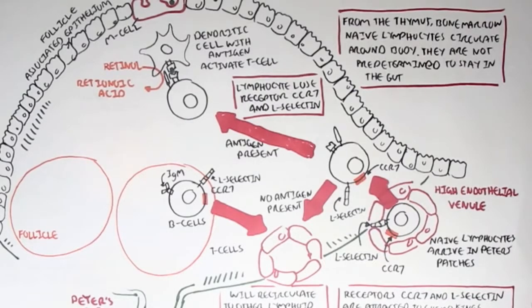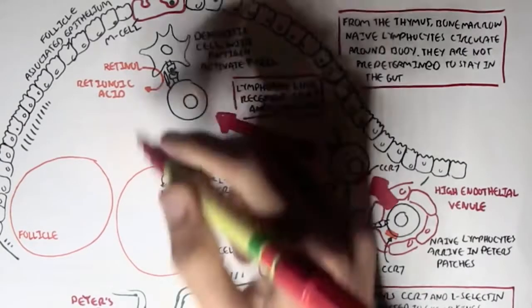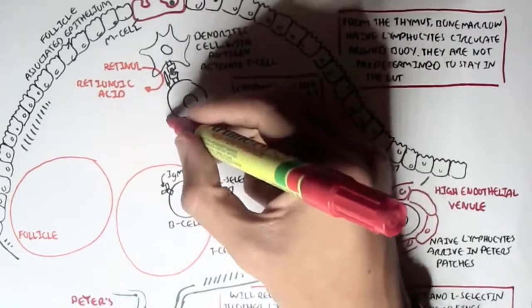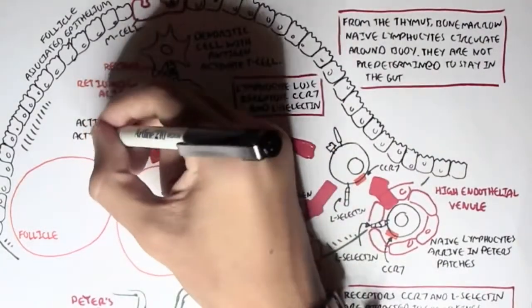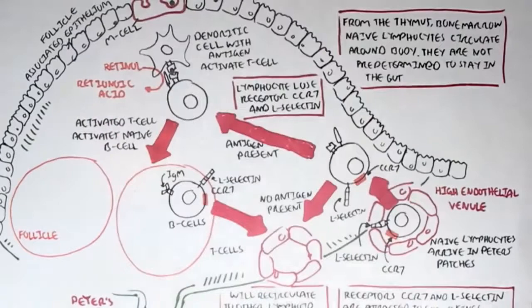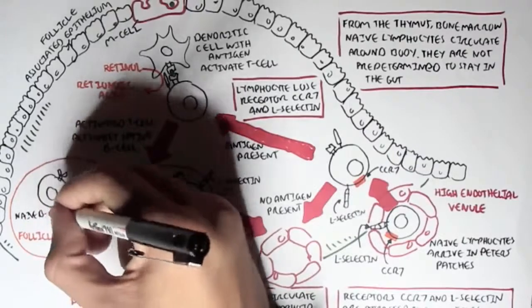Why does it do this? It does this in order for the T cells to begin expressing new receptors. These new receptors are known as homing receptors, which will tell the lymphocytes where they have to go next. Now, if this activated T cell were a CD4 cell, it would become an activated T helper cell, which can then activate naive B cells within the follicles.